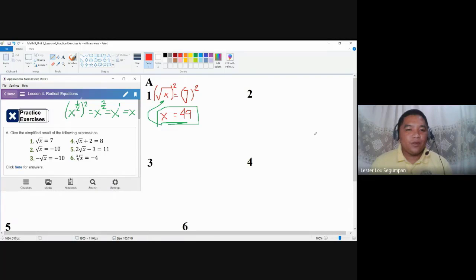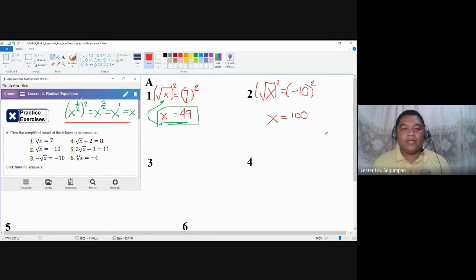For number 2, we have square root of x is equal to negative 10. Again, to neutralize the radical expression here, we square both sides. Whatever you do on the left-hand side, do it on the right-hand side or vice versa. So the square root of x squared is just x, equal to the square of negative 10, or negative 10 times negative 10, which is 100. Okay. So this is the value of x that we have solved.